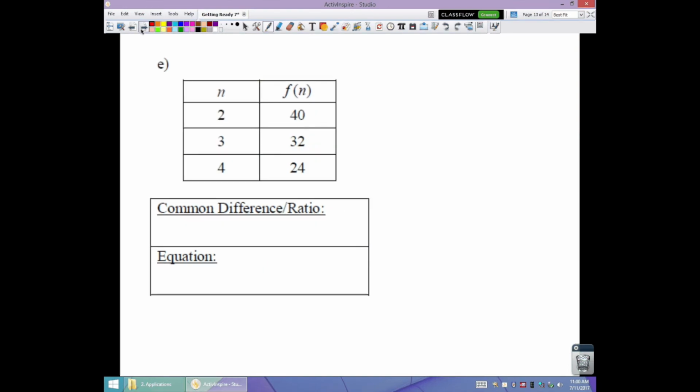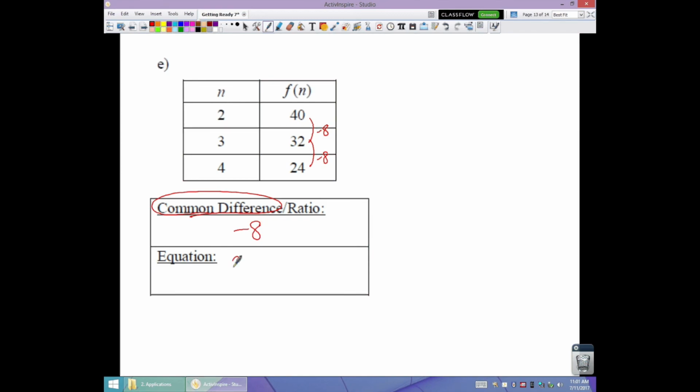E. Notice we're not starting at 1. So when we look for a 0th term, we're going to have to go back 2 steps. But what do we see here? This goes down 8. That goes down 8. So we are looking at a common difference of -8.